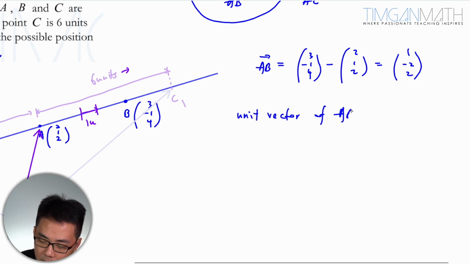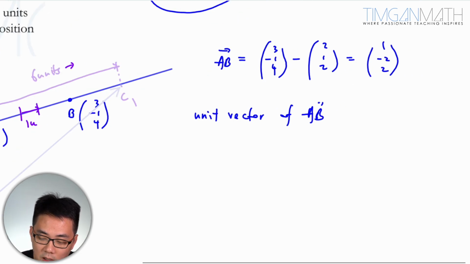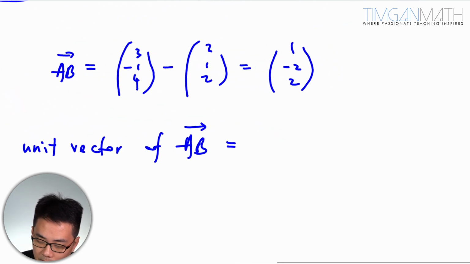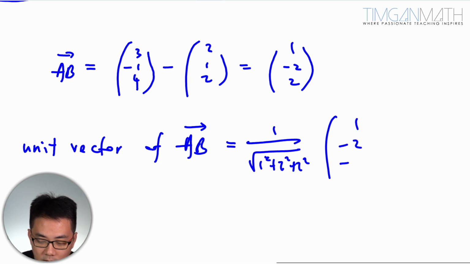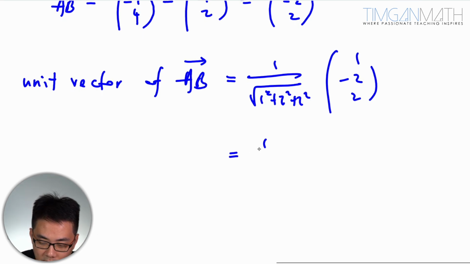of AB. Okay, you cannot write like that. You can't write AB unit vector like that because it's not the proper notation. So you just write unit vector of AB. Just write it down. This unit vector here will just be 1 over square root of 1 square plus 2 square plus 2 square. The length is 1. Not the coordinates are 1, the length is 1. So this is 1/3, 1 minus 2, 2.